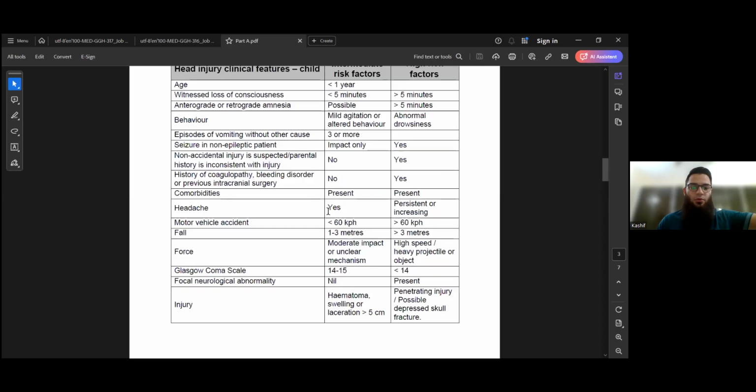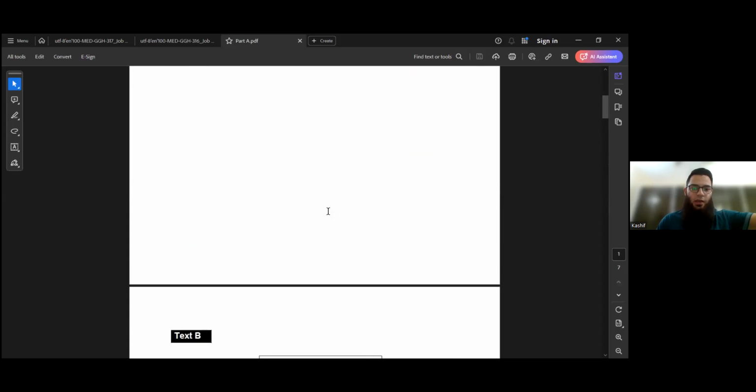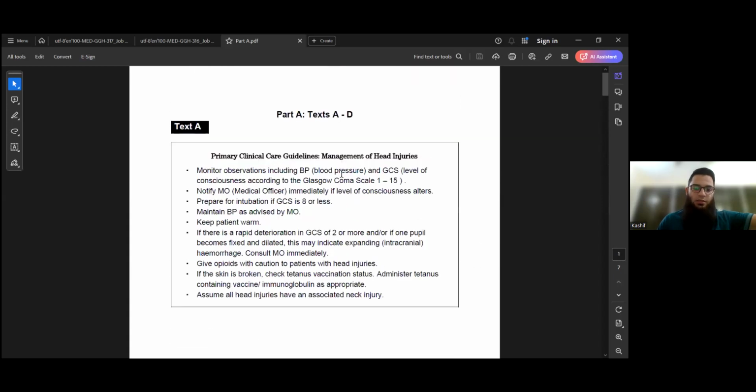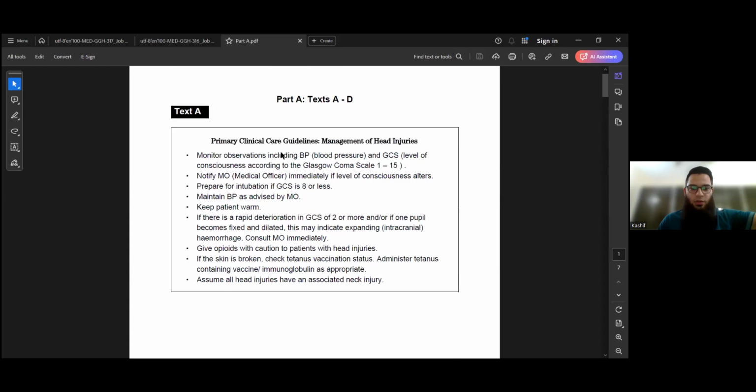Okay, let's see. We'll go back and we will see. As we have read text A, what is given in text A? It is primary care guidelines on management of head injuries. Salman is saying A is a type of injuries, B is evaluation, C is dangerous signs in T20. Yes, Salman. Perfect, perfect. But in A, it's not actually the type of injuries.